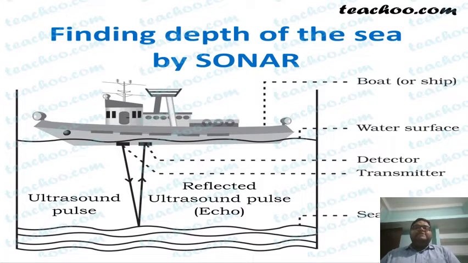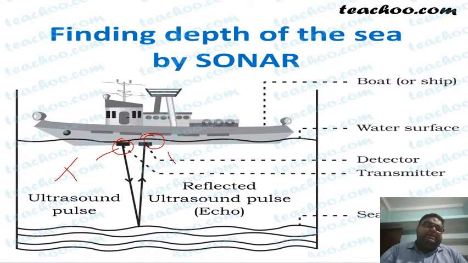Students, we can find the depth of the sea, or the depth of anything, by means of sonar. So what happens? There is a transmitter. This is an ultrasound wave transmitter, and this is a receiver. This ultrasound transmitter transmits a sound, and when this sound strikes any surface, we know from the laws of reflection of sound that the sound gets reflected. So this sound is also getting reflected.